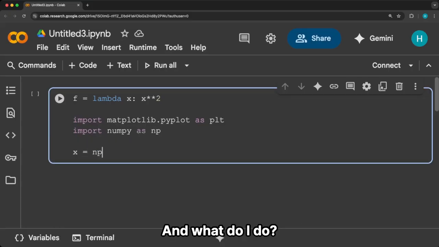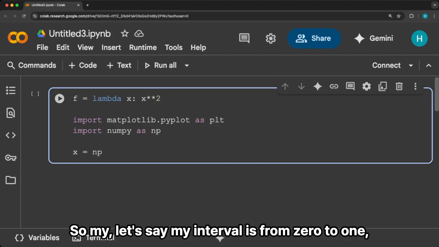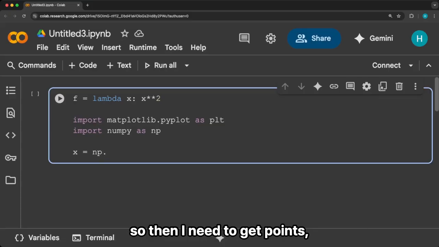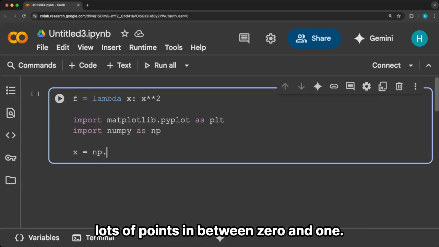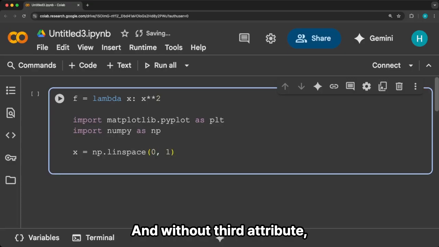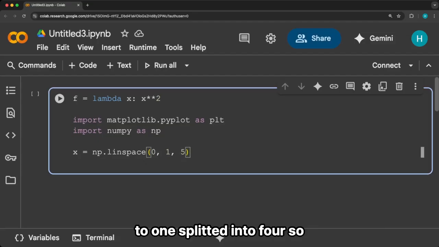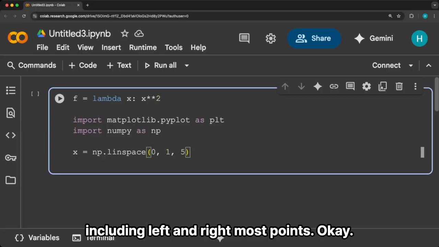And what do we do? In order to take points, I need lots of points in my interval. Let's say my interval is from 0 to 1. Then I need to get lots of points in between 0 and 1. So I'm going to use linspace. Without the third argument, let's say I have 5. That means I take the interval 0 to 1 and split it into 4 so that I have 5 points, including the leftmost and rightmost points.